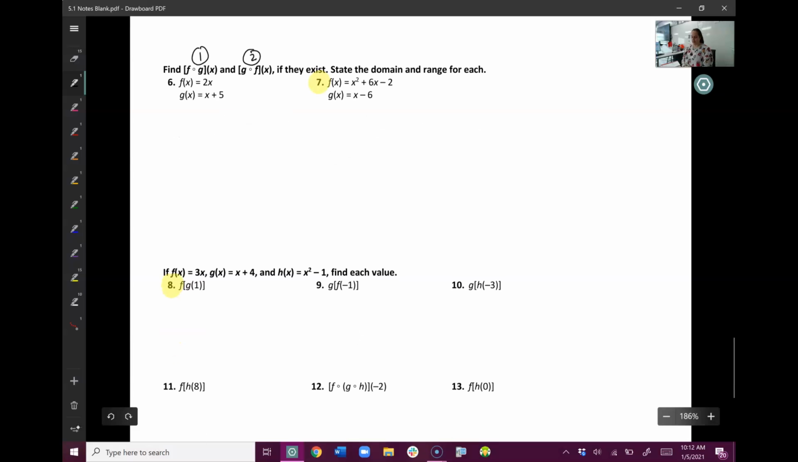And then in 8, you can pretend that this is f of g of x, get your equation answer, and then just plug 1 into the end. So that should be everything. You're good to get started.